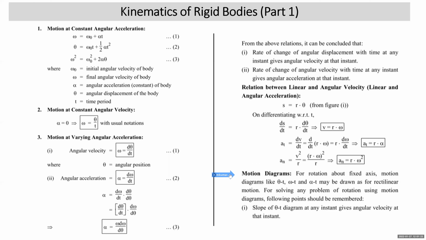Students, motion diagrams can also be drawn for rotary motion at constant acceleration, at varying acceleration, or at constant angular velocity. What kind of motion diagrams do we draw for rotary motion? Theta-t, omega-t, and alpha-t. For solving these problems, we need to remember certain concepts which are identical to the motion diagram problems of rectilinear motion, which we have covered in the first chapter of dynamics. The slope of the theta-t diagram at any instant gives the angular velocity at that instant.